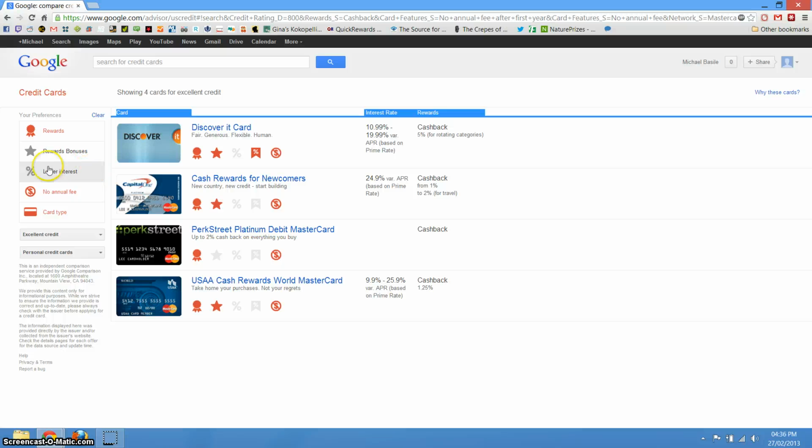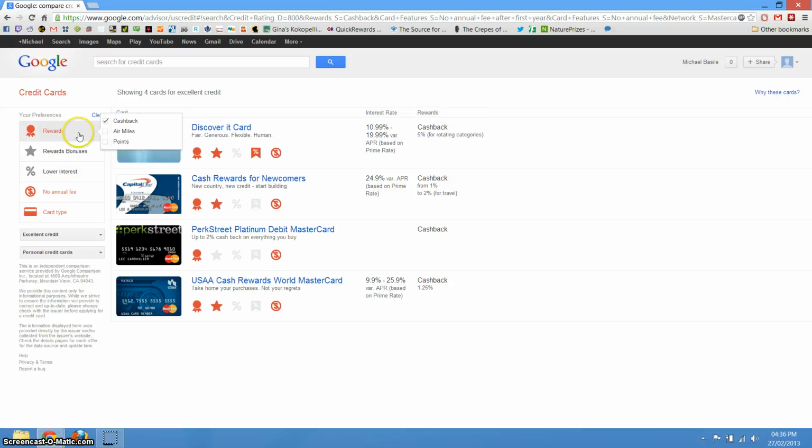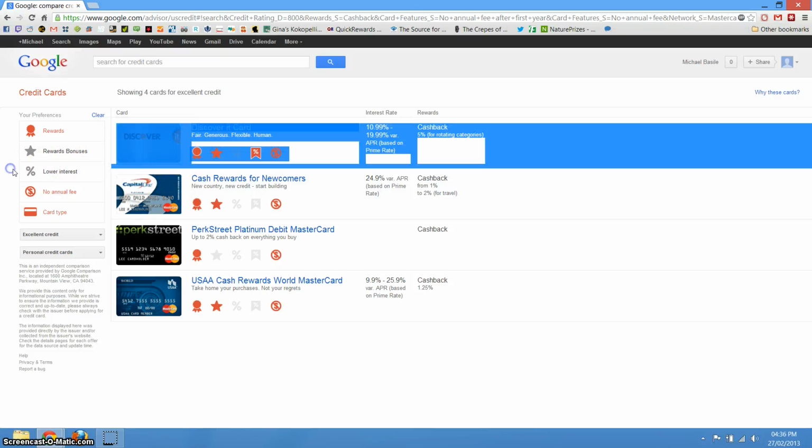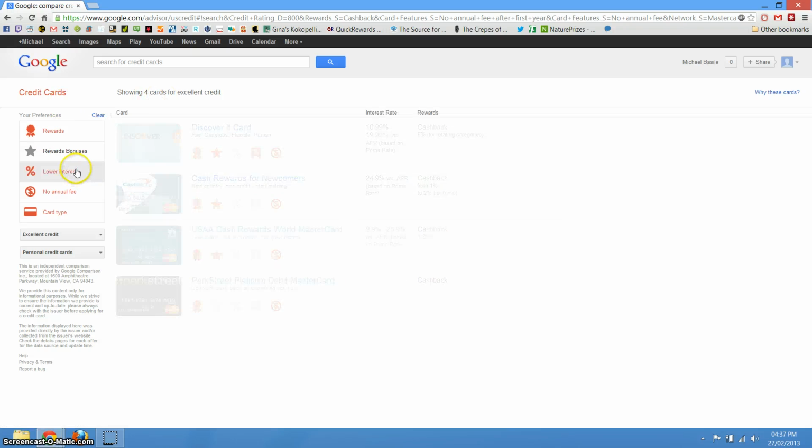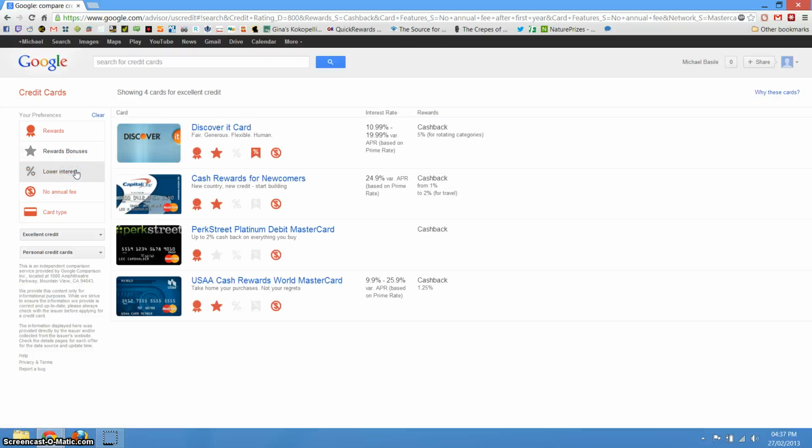I would say instead of lower interest, because that's a broad category, you know, for how rewards has a subcategory and reward bonuses have a subcategory, I'd like to see lower interest as a range, like 10 to 15%, 15 to 20%, 20 to 25, 25 to 30, so I can pick my interest rate a little better than just being able to click lower interest and not lower interest.